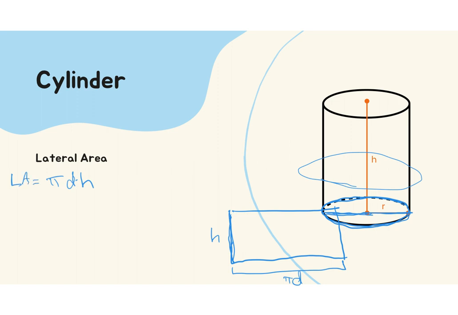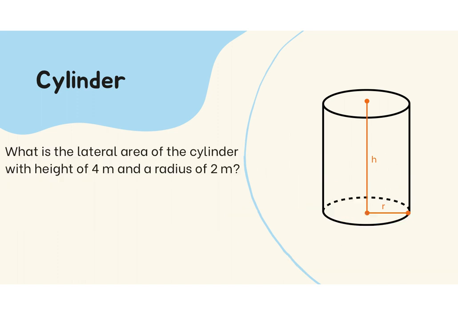And from this point on, I'm going to use LA to denote the lateral area, similar to what the surface area prisms video used SA for the surface area. So here's our first example. We're finding the lateral area of the cylinder with the height of 4 meters. So I'm going to write that in, 4 meters. And a radius of 2 meters. Now, if you remember, the lateral area is pi times the diameter times the height.